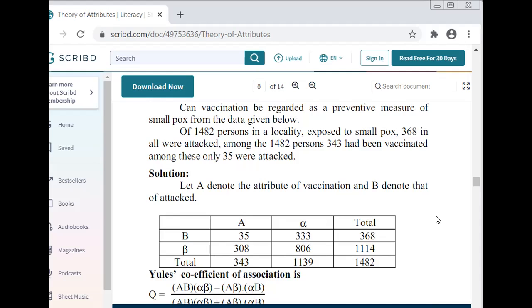So what are the values given here? 1482 is capital N. Then 343 means out of 1482 persons, 343 had been vaccinated. So the frequency of A equal to 343. Then AB equal to 35. Capital N equal to 1482. Then again the frequency of B: out of 1482 persons in the locality exposed to smallpox, 368 were attacked. That is, the frequency of B is 368.